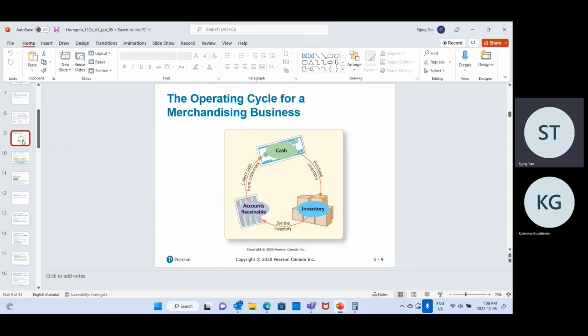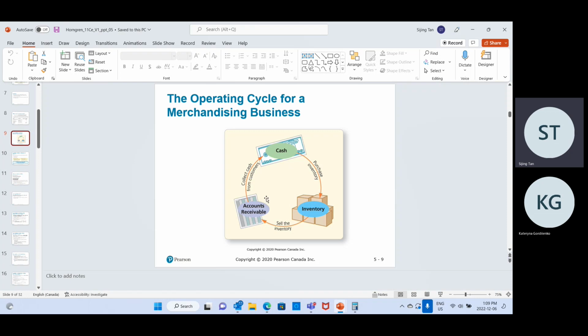Okay. Now, we move on to the operating cycle for a merchandising business. The operating cycle is the length of time required for a business to purchase the inventory, sell the inventory, and then collect the cash from the sale so that the cycle can begin again. This exhibit from our textbook better illustrates the operating cycle of a merchandising business. For most retailers, this cycle is less than a year, and we call them current assets because it's less than a year.